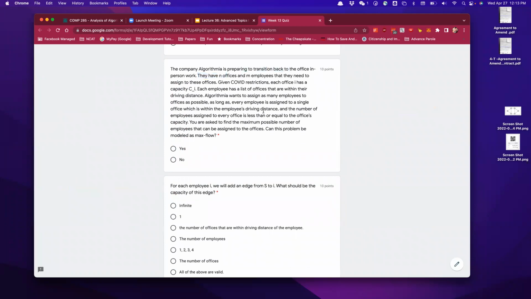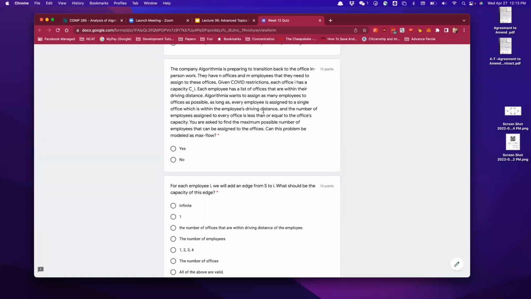Algorithm is preparing to transition back to office. They have N offices and M employees, and they need to assign them to these offices. Given COVID restrictions, each office has a capacity for how many employees can be in that office. Each employee also has a list of preferences for the offices they want to go to.